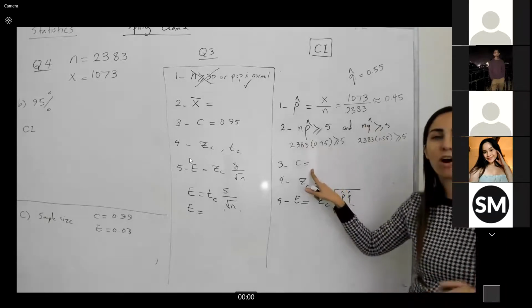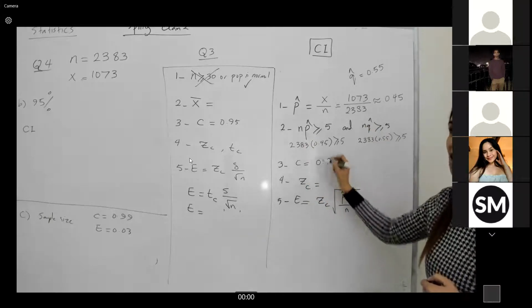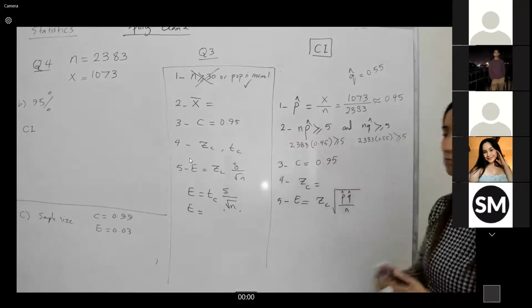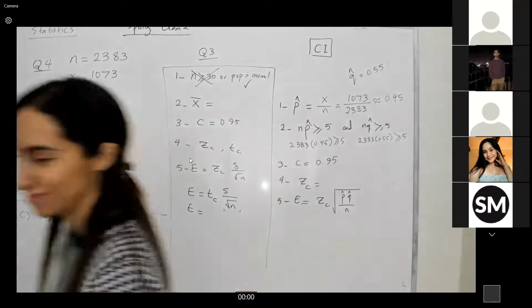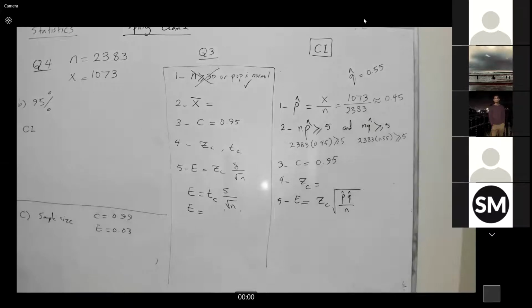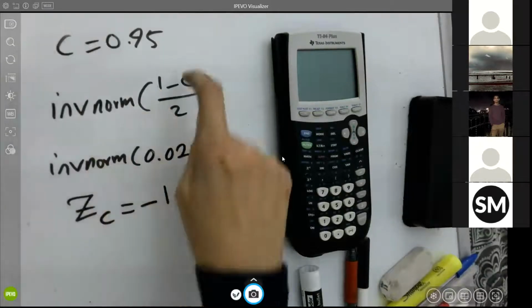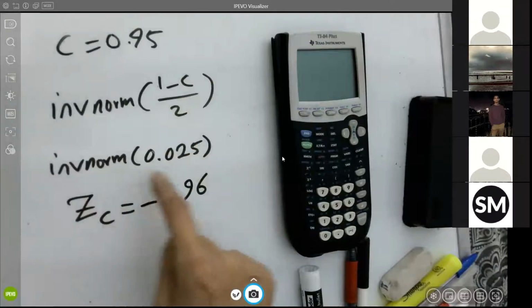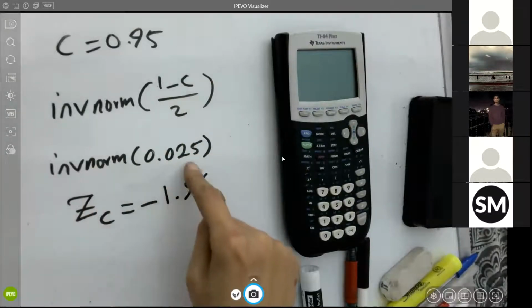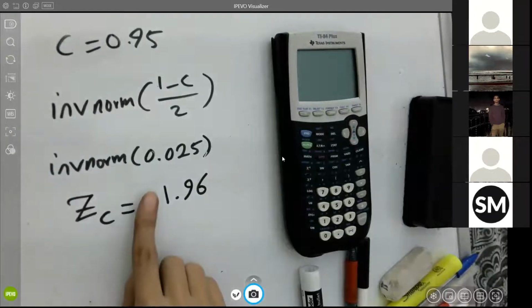What is our level of confidence? 95%. What is our ZC? So let's find our ZC. C is 95%, inverse norm of 1 minus C divided by 2, inverse norm of 0.025. ZC is negative 1.96. Again, for the margin of error, we ignore this negative sign.